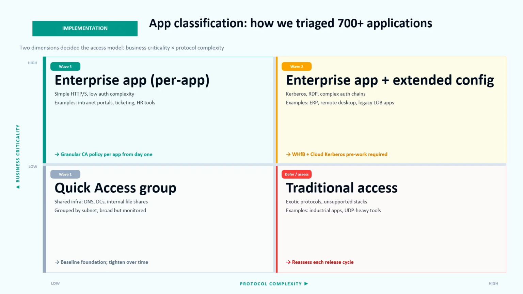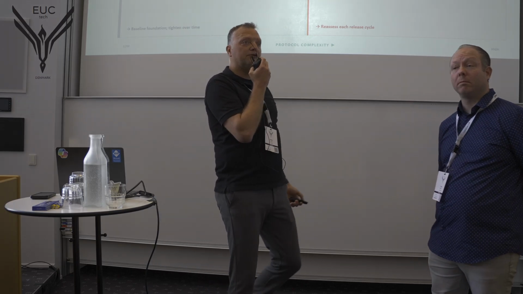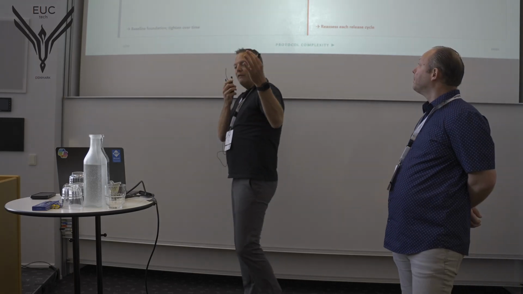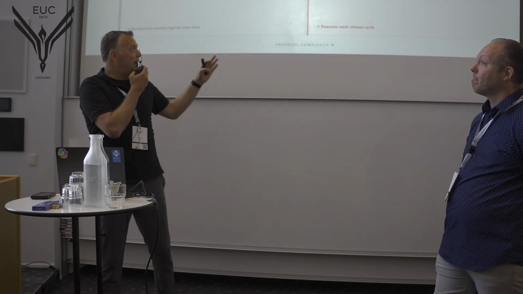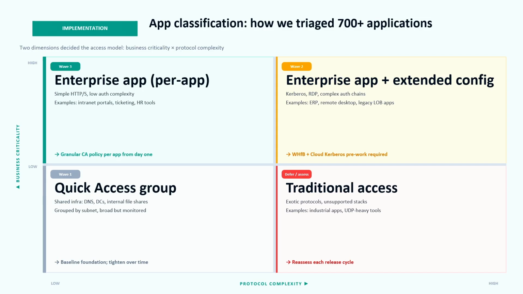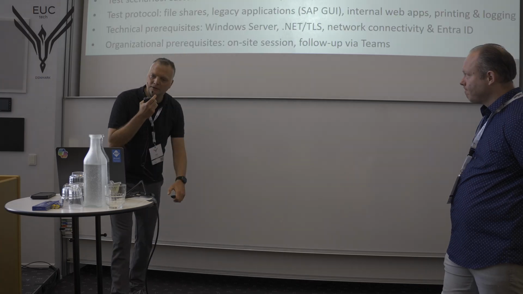So we said, okay, we'll start with the complex one, and if we can get that one to work, then we can scale out and scale further. Important for adoption. Also, there are applications that would not fit, for example industrial UDP-heavy tools. We thought, let's defer that and get to it later. That's a cool problem for later, not for now.